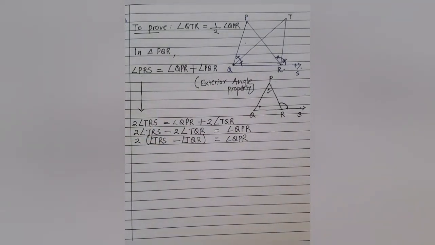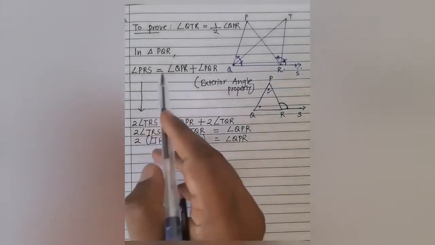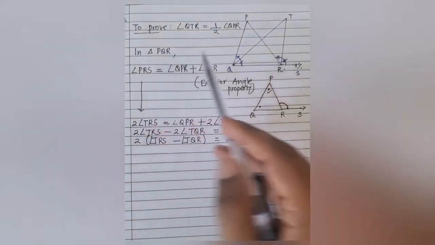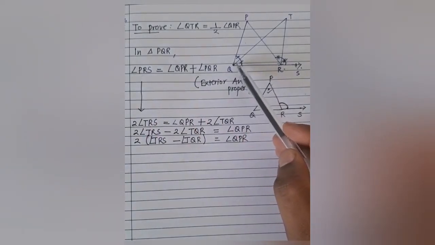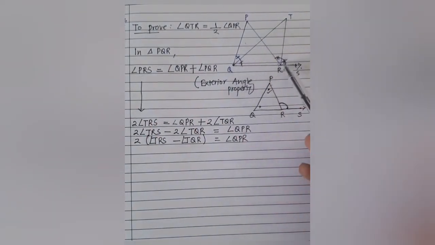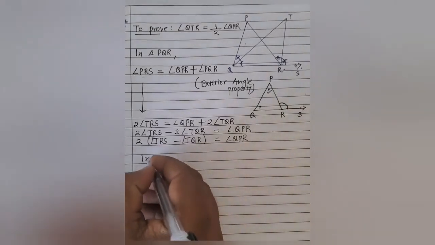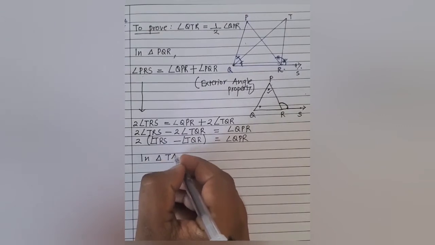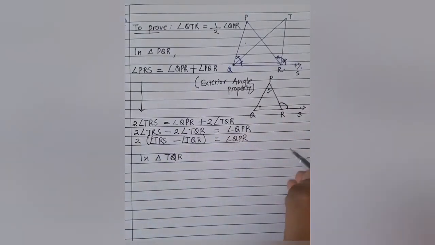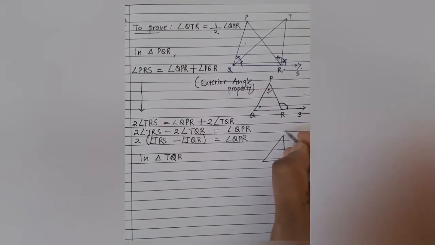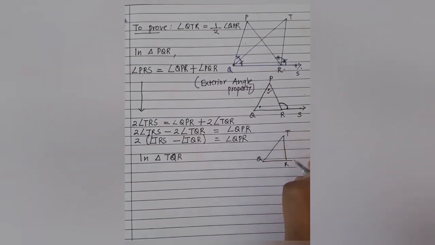Similarly, if you observe, there is another triangle. What is the first triangle that we took? Triangle PQR. Apart from that, there is another triangle, which is triangle TQR. Yes, let me write that. In triangle TQR, let me draw that for your reference. Something like this: TQR, and this also gets produced to point S. So for this particular triangle, this is the exterior angle.